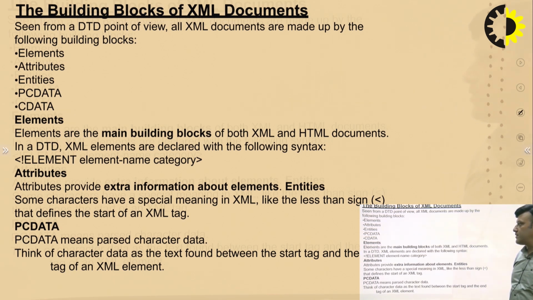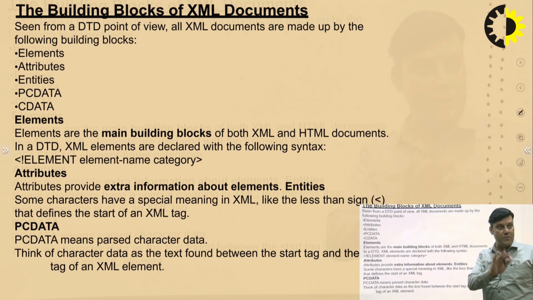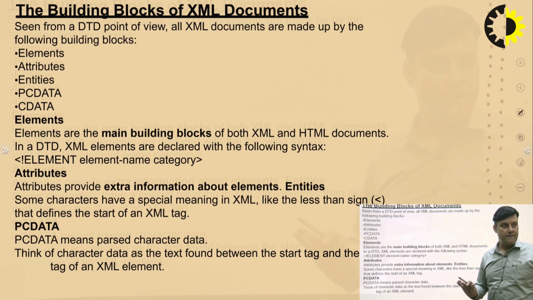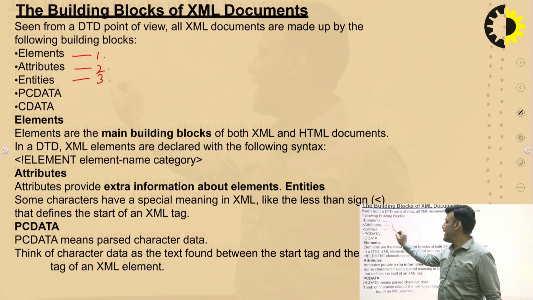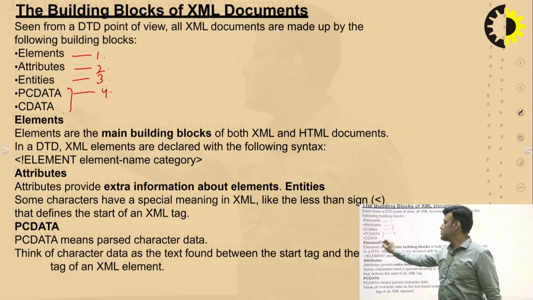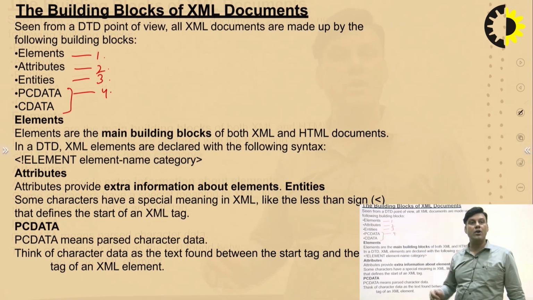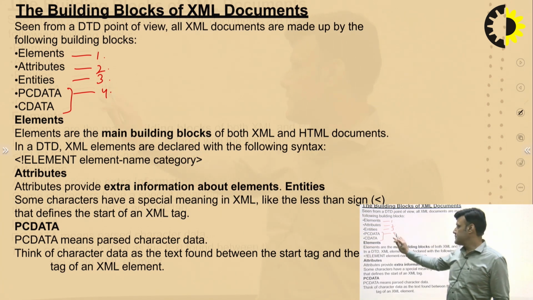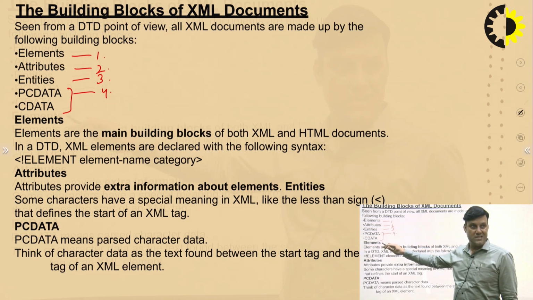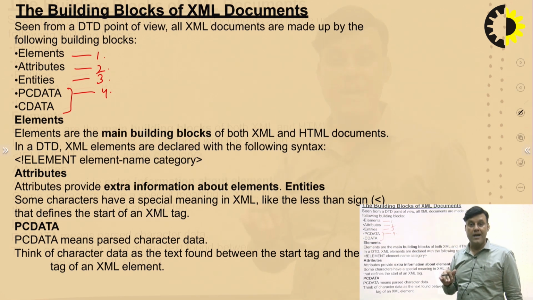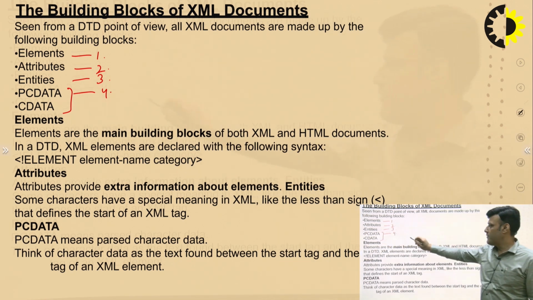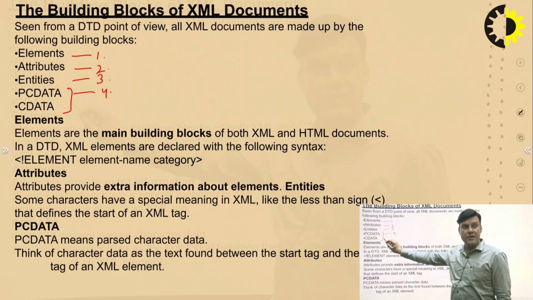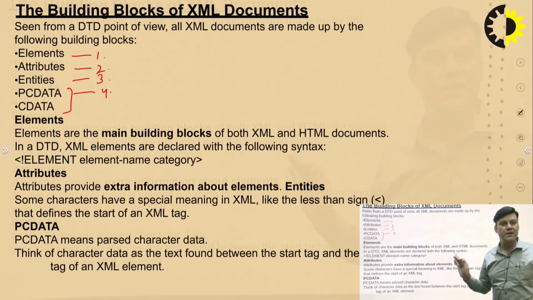Now the building blocks of an XML document. It means that in our document type definition, in my XML document, we have elements, we have attributes, we have entities, we have data, which is of two types: either PCDATA, parsed character data, or CDATA, character data. There is also the concept of entity reference, but I will explain that here. So the document which consists of elements, attributes, entities and data is an XML document. These are the building blocks of my XML document.